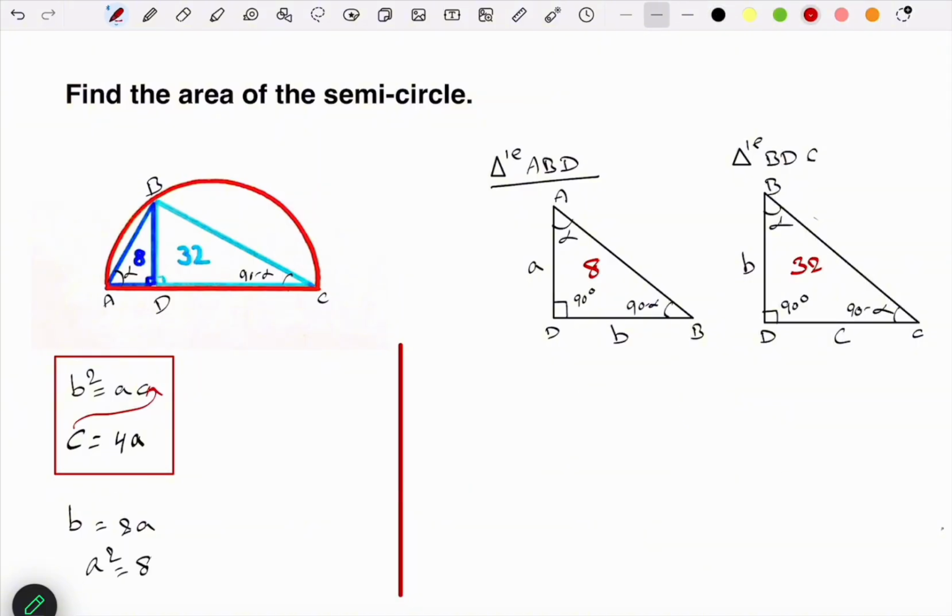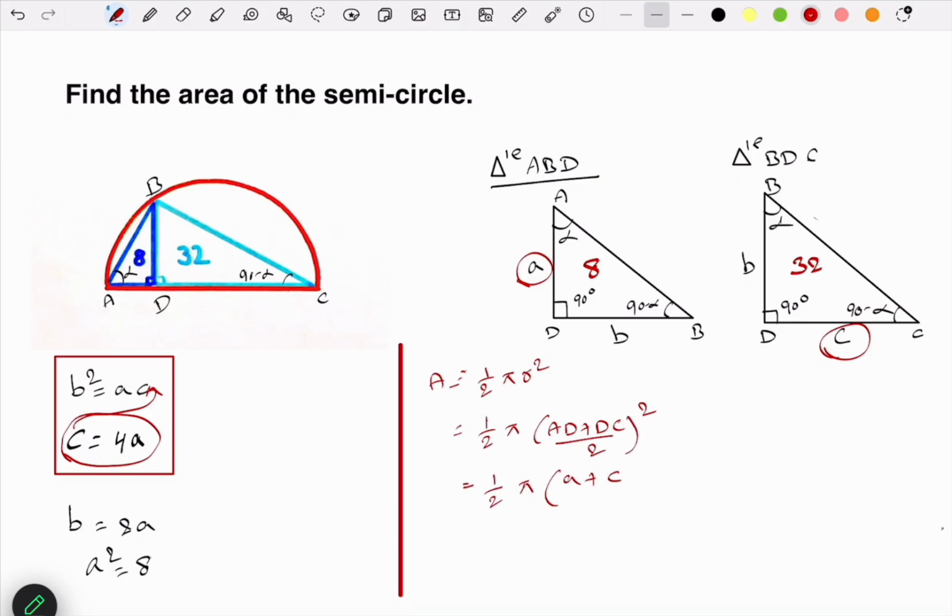But our main objective here is to find the area of the semicircle. Area of the semicircle is half times pi times r square. From the diagram, we can write the radius of the semicircle as AD plus DC divided by 2. From our assumptions, we can write AD as A plus DC as C, right, whole square. Now we have a relationship between A and C, which is this one. Now we can substitute C as 4A, right?